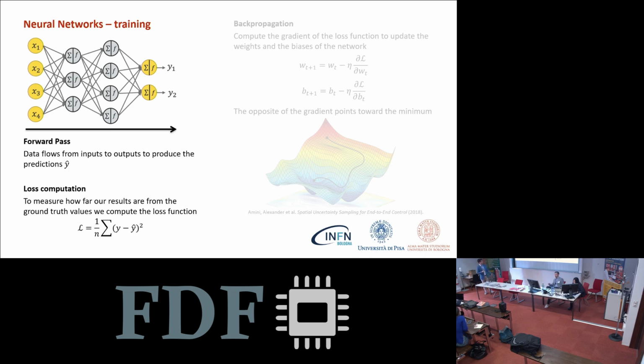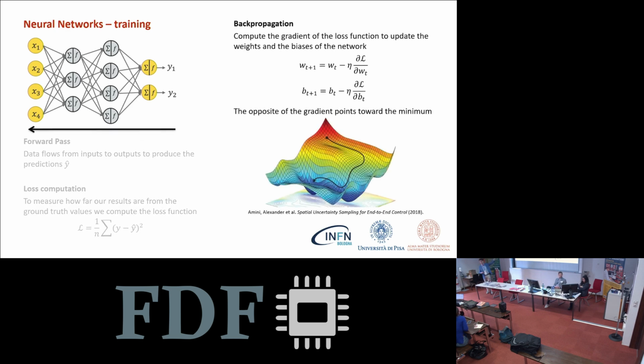First of all, we give the network some inputs, and these data flow inside the network until we reach the end, and we get our outputs, our predictions. Then we have to compare these predictions with the target values. To estimate how close or far the output of the network is from the ground truth values, we compute the loss function. Of course, this loss function needs to be as small as possible, which means that the network performs very well.